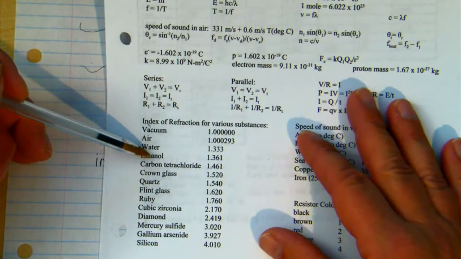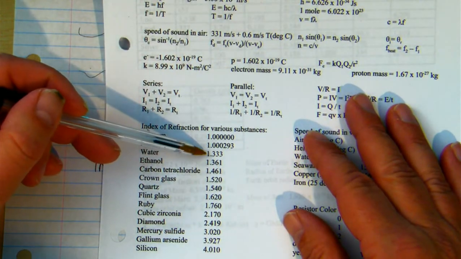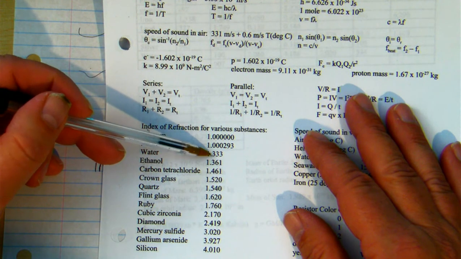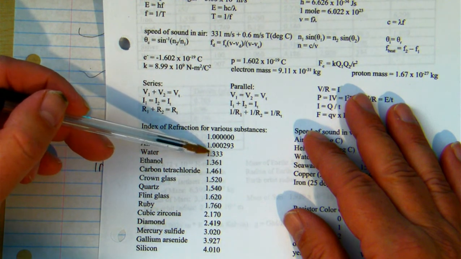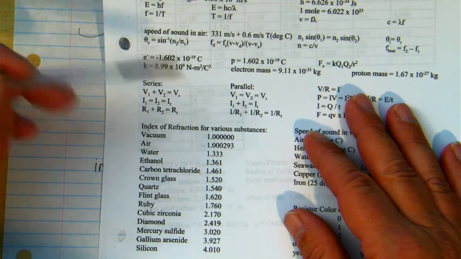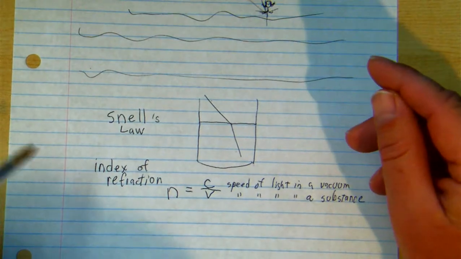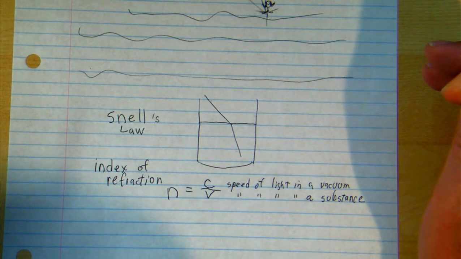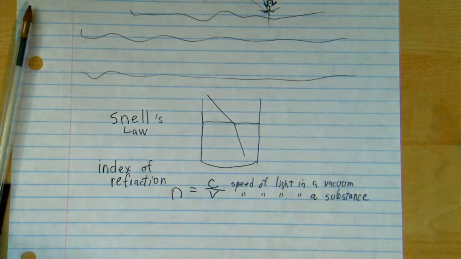Okay, well, here's water, 1.333. So that's the ratio of the speed of light in a vacuum to the speed of light in water, a ratio of about 4:3, right? So that means the speed of light in water is about 75% the speed of light in the vacuum. And that signals the end of today's educational experience.